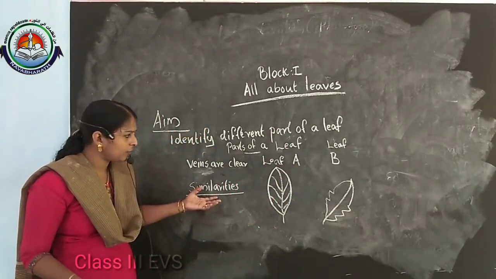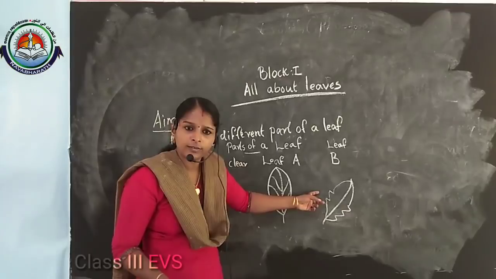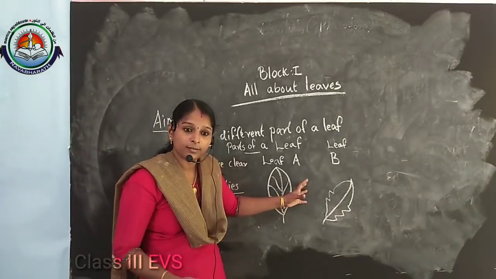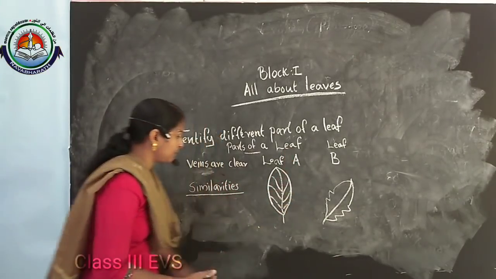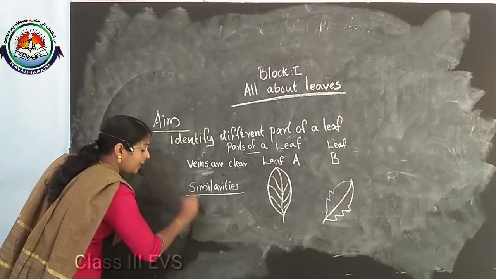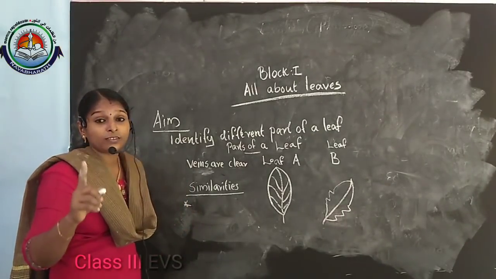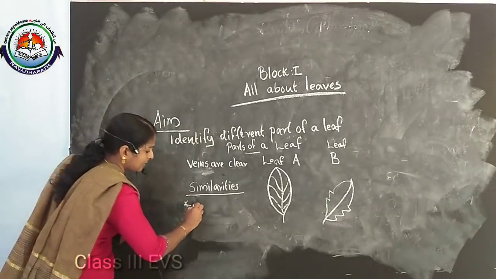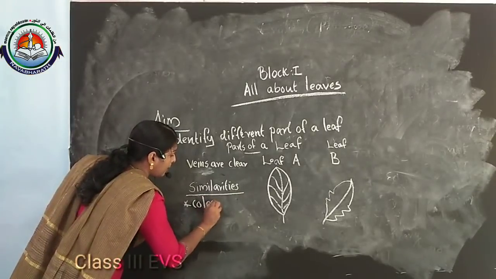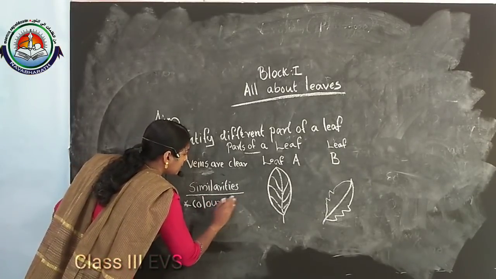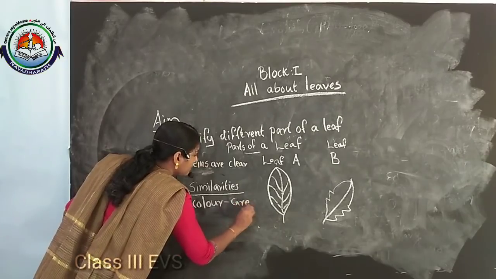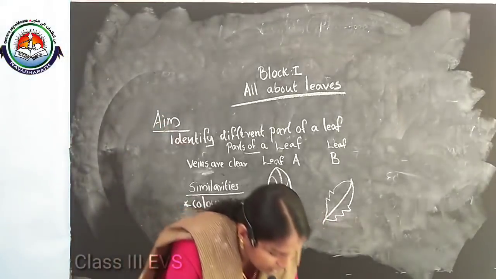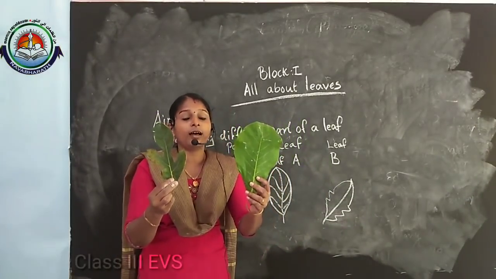Can you find any similarity between these two leaves? Yes, the first similarity, I already told you, most of the leaves are which color? Yes, green in color. So the first similarity we can say is the color. The color is green, so the color of these two leaves is the same.